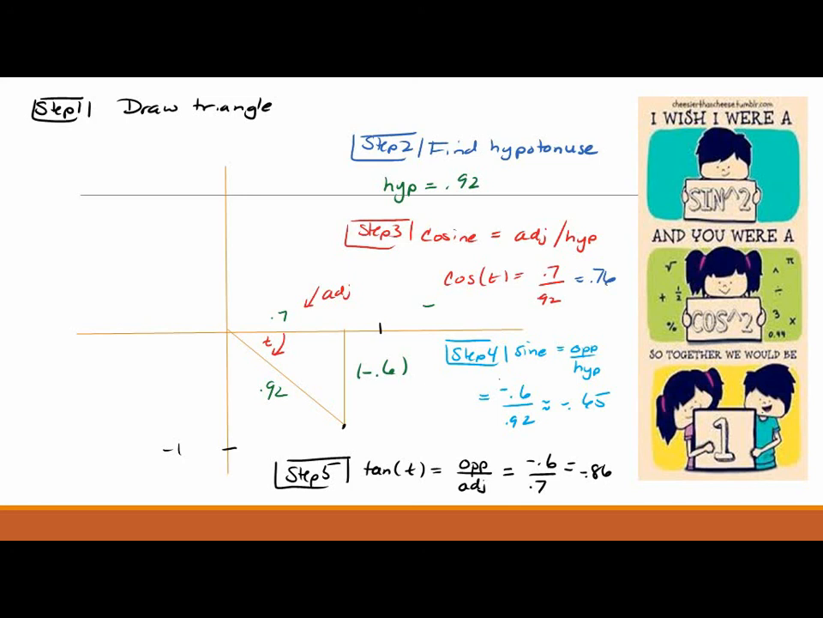Step 5 is tangent. You can either do opposite over adjacent or sine over cosine. It doesn't matter how you do it. You can do the sine over cosine, you'll get the same answer. And I get minus 0.86.